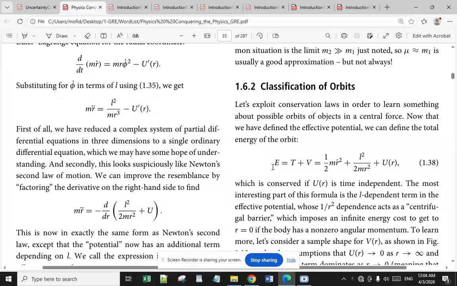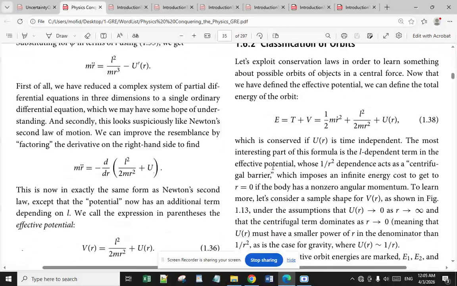Now that we have defined the effective potential, we can define the total energy of the orbit, which is equal to T plus V, equal to 1/2 m r-dot squared plus L squared divided by 2 m r squared plus U(r), in equation 1.38, which is conserved if U(r) is not time dependent.